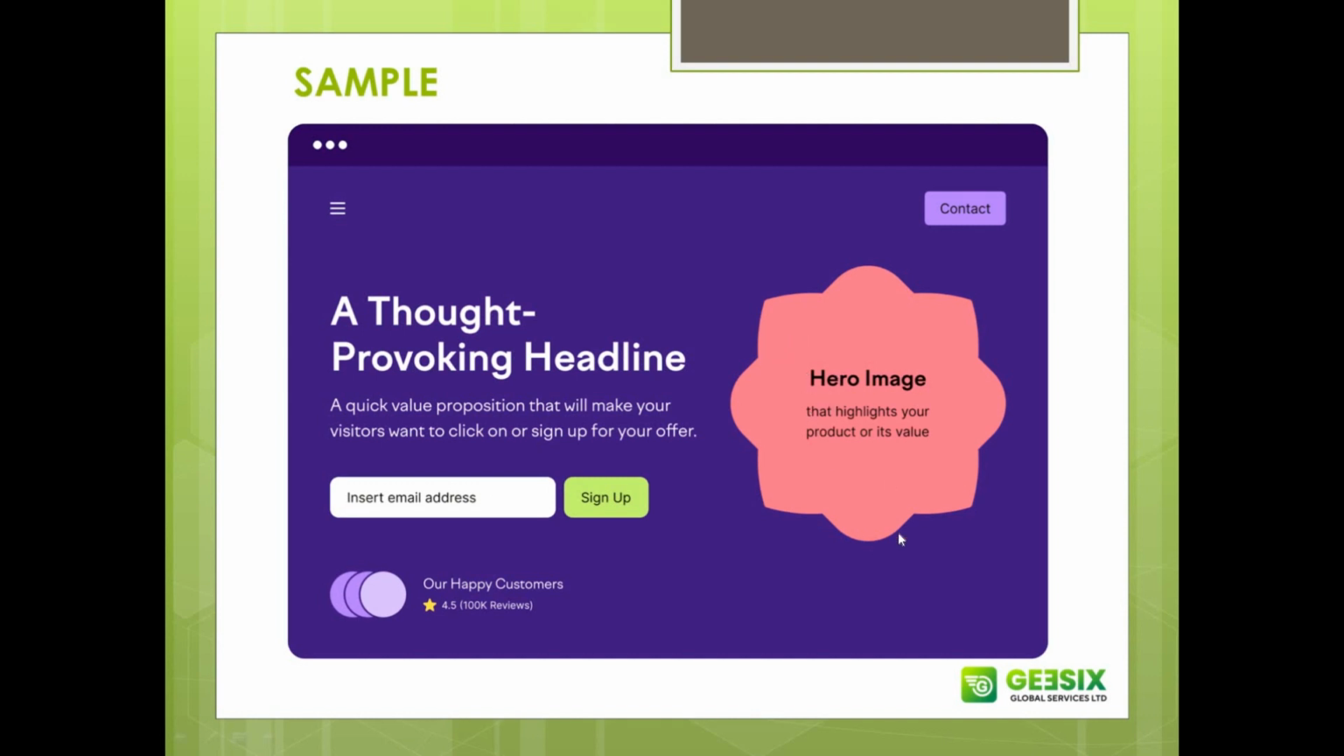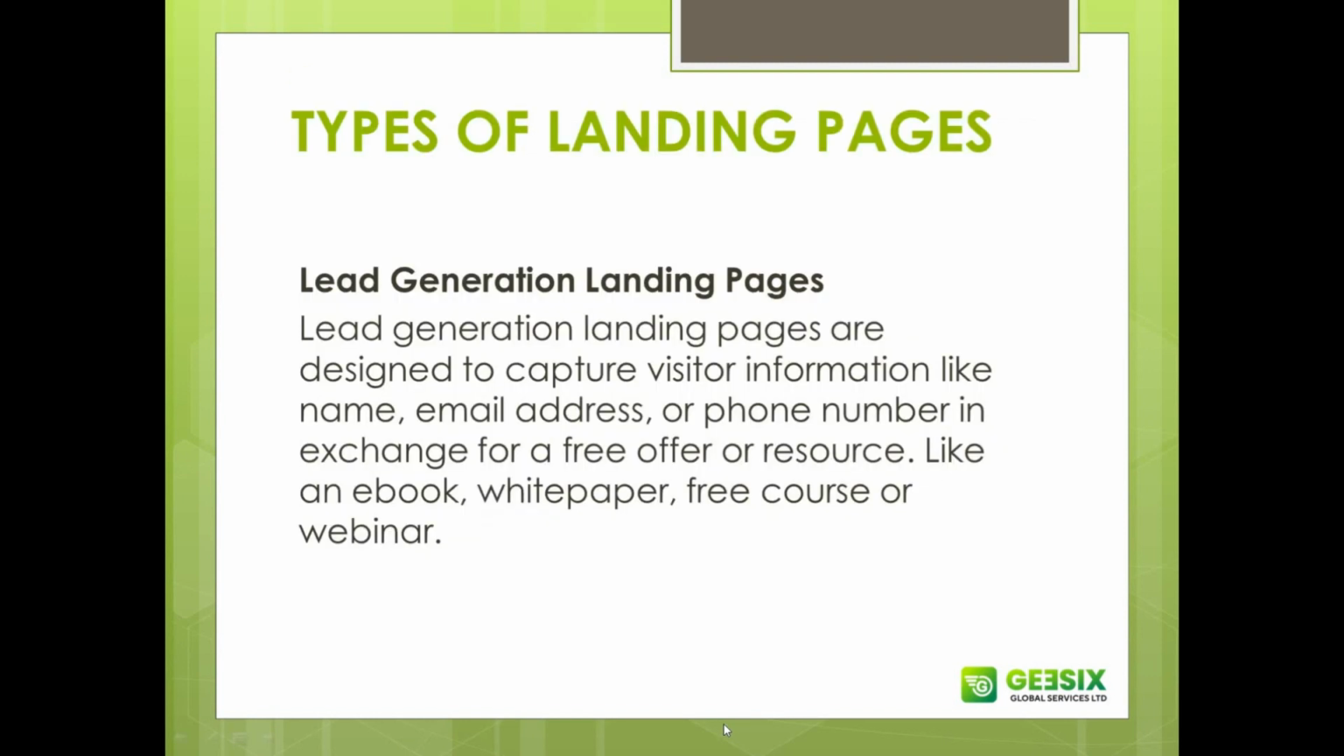So this is what a typical landing page looks like. This is for lead generation. Do you understand? To get people's information, to get their emails and phone numbers so you can reach out to them much later. This is just a sample. So types of landing pages. There's lead generation landing pages.